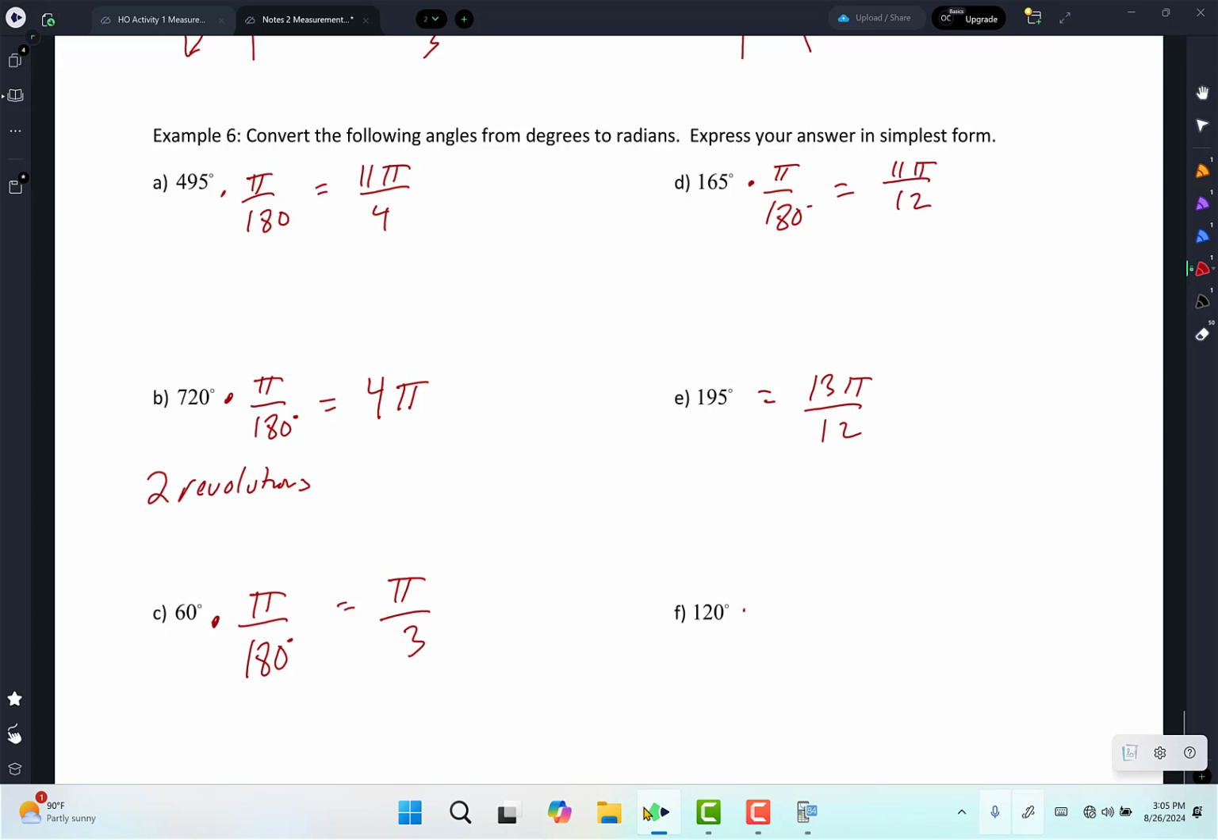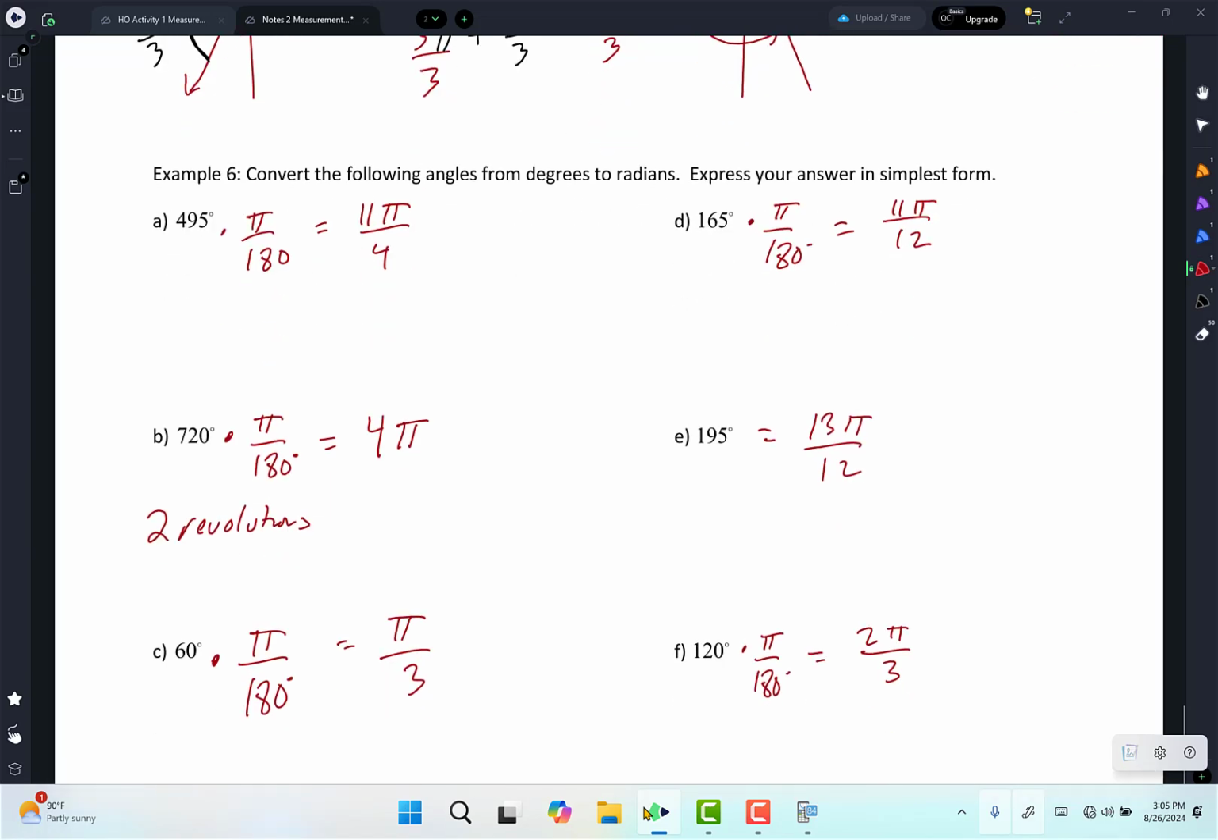120 degrees. Multiply this by pi over 180. 12 over 18, I believe that's going to be 2/3. 2 pi over 3. How are we feeling, guys? Okay. Yes, I just didn't show it.